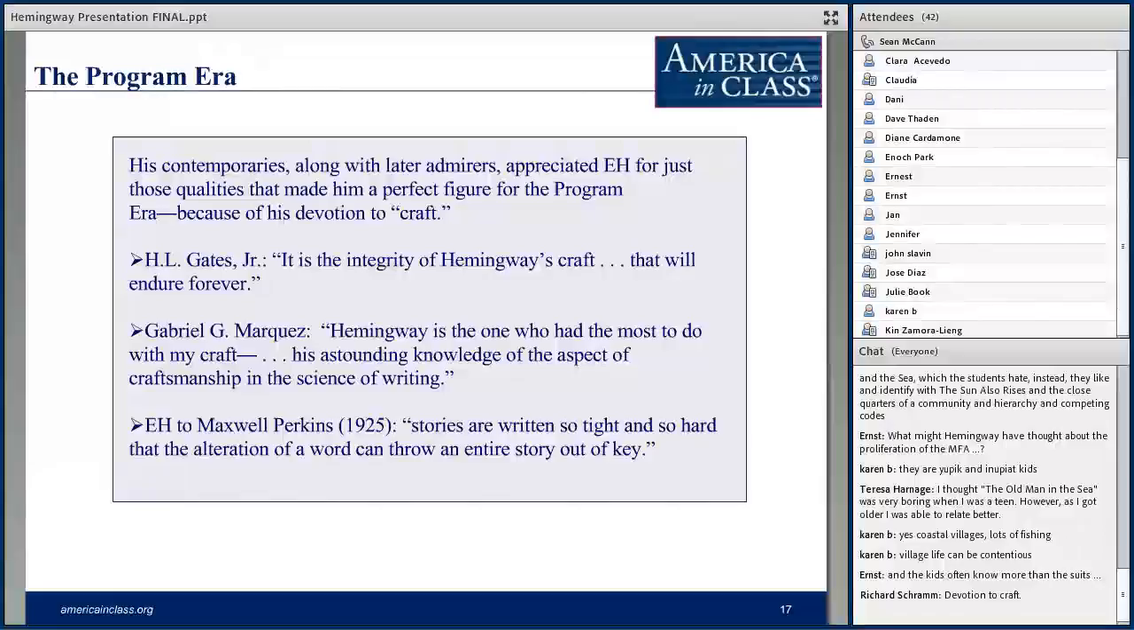So here he is writing to Maxwell Perkins in '25 at the very beginning of his remarkable meteoric journey to literary fame, saying, "The stories are written so tight and so hard that the alteration of a word can throw an entire story out of key." So what is this? What is craft? Why do people care about craft?